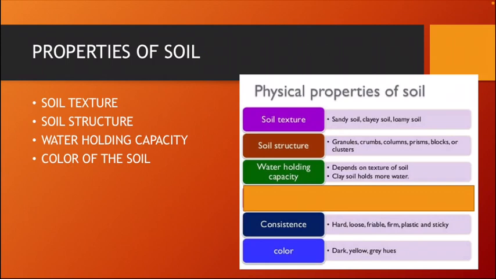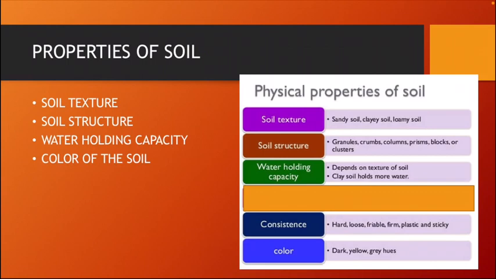Next one is the color of the soil. The color of the soil depends on what it is made up of. A dark brown or black color indicates it is high in organic matter. Sandy soil is light brown. Clay soil appears white or dull gray, and loamy soil is dark brown. So by seeing the color of the soil, you can identify the type of soil.